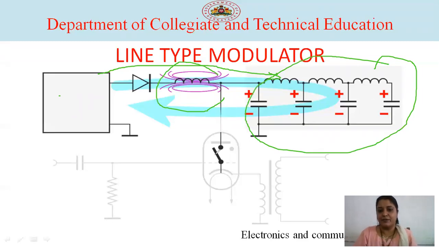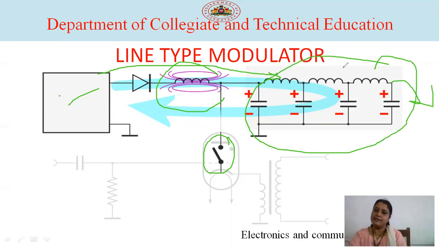Same principle. When the switch is open, this particular storage element will store the energy from the external source. And when this switch is closed, it will start discharging through the load here. This is the working of the line type of modulator circuit.